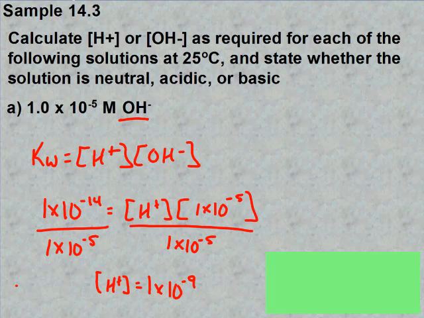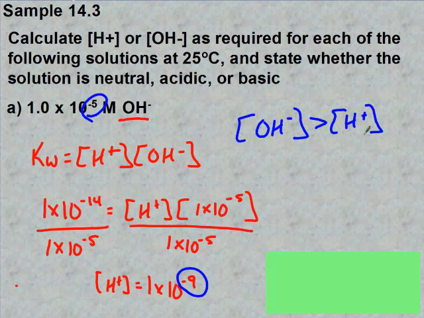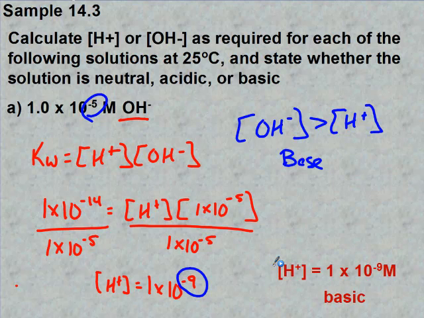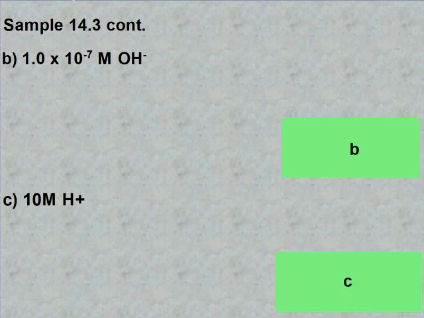Comparing negative 5 and negative 9, negative 5 is bigger. So that means my OH concentration is larger than my H concentration. If OH concentration is bigger than H, then that must mean that it's a base. When H is greater, then it's an acid, and if they're equal, then it's neutral. Go ahead and pause the video and try the next two on your own. Restart when you have an answer.